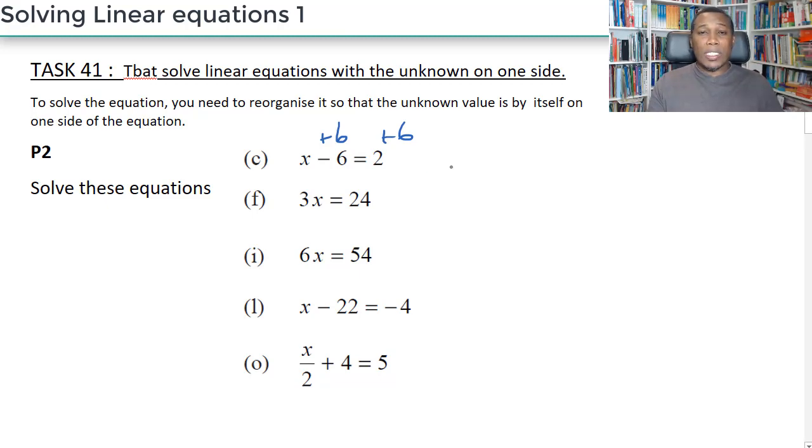I'm adding 6 to both sides, and that means that I'm going to be left with x on the left-hand side. The 6's cancel out. And then on the right-hand side, I have 2 plus 6, which is equal to 8. So the answer is 8.